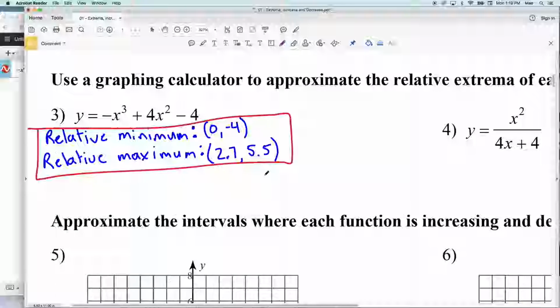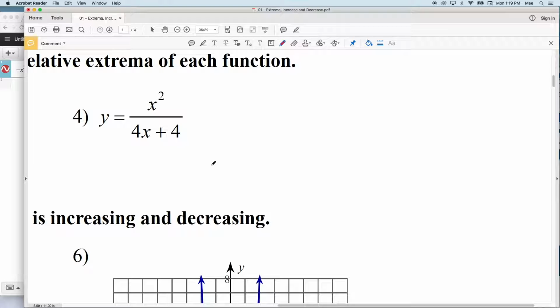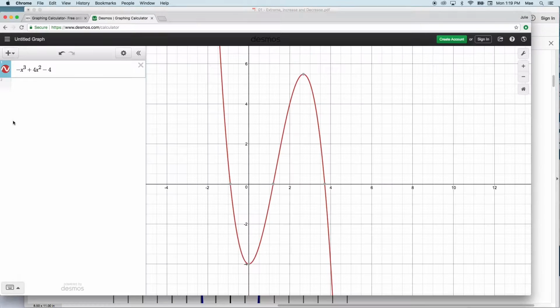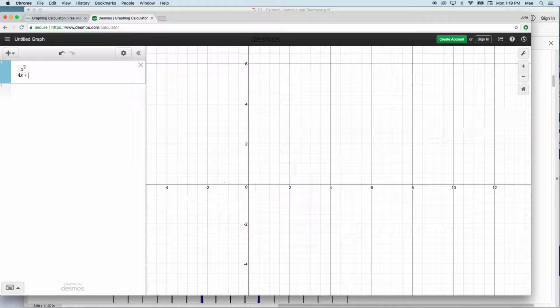Let's continue on to number 4. In number 4, we're looking at the function y equals x squared over 4x plus 4. So we have that y equals x squared over 4x plus 4.